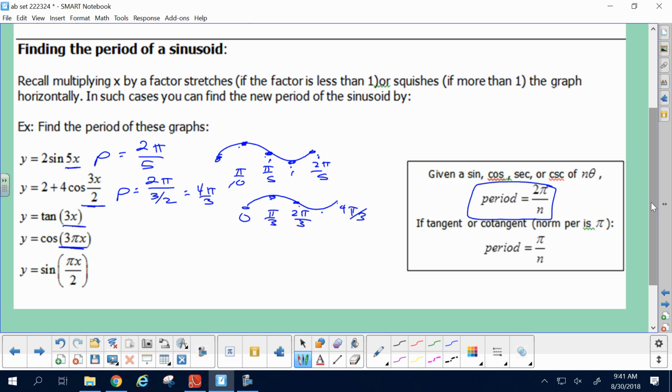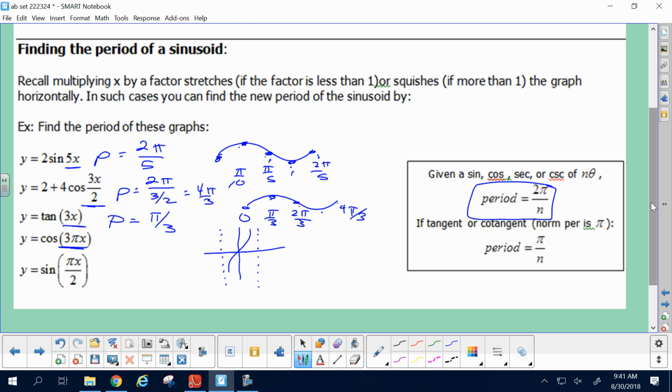You can find all points exactly, including going backwards. All right. Tangent of 3x. What's a normal period for tangent? Not 2 pi, but pi. Okay? So pi divided by 3 means the period is pi over 3. In that case, a wave here would be pi over 3 wide and typically goes through the origin, yeah?